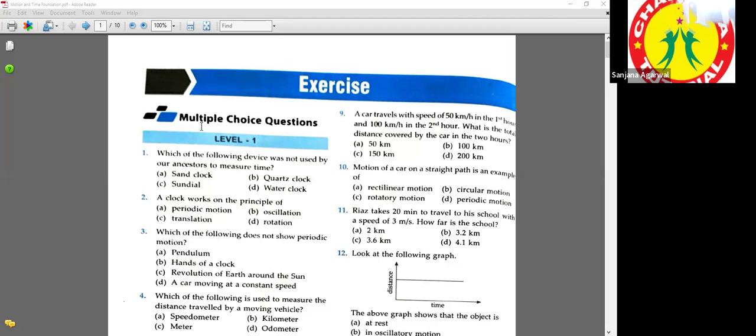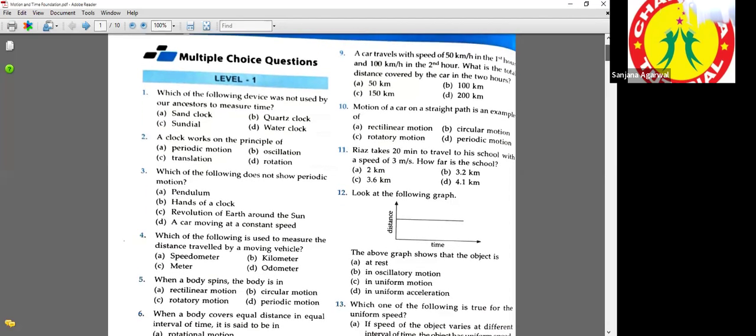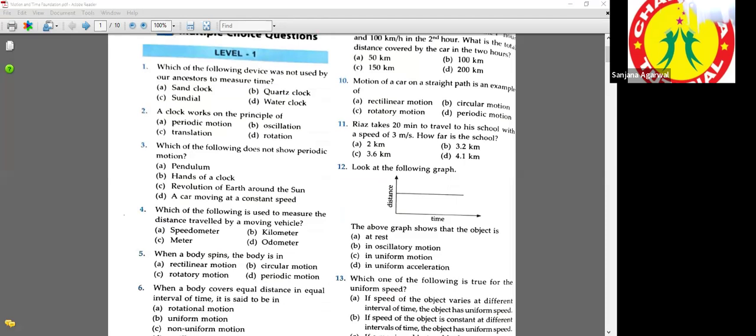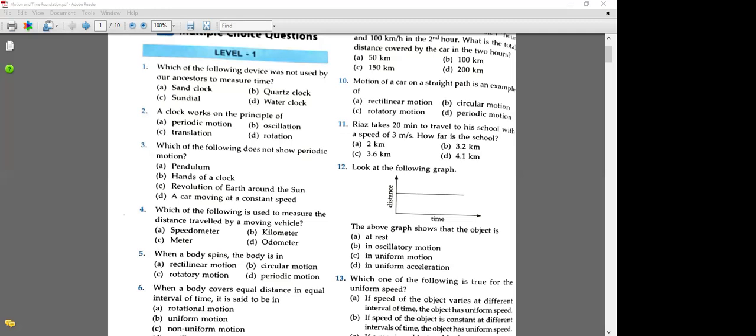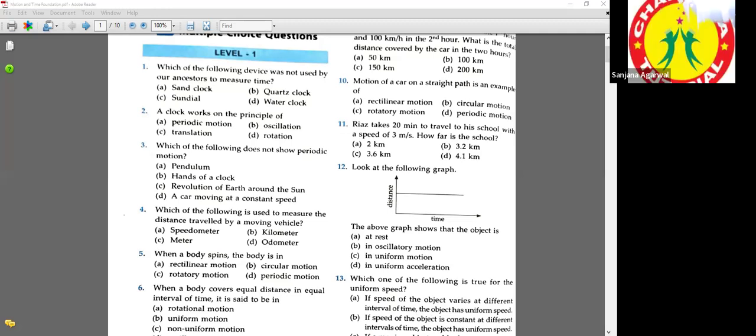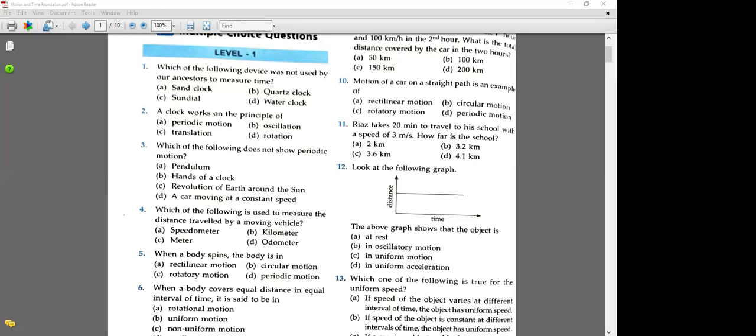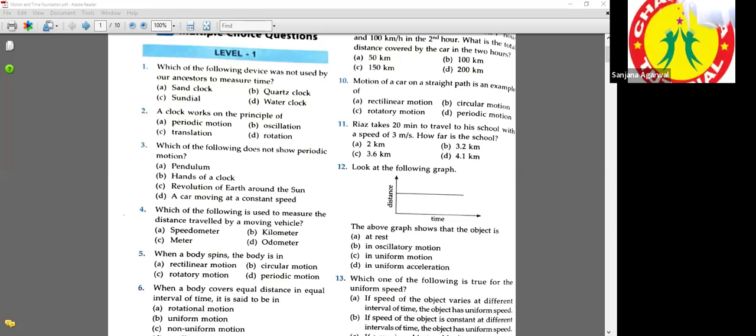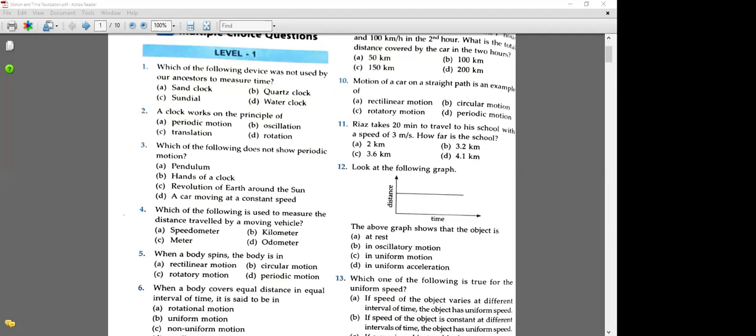Charvik, fourth. Which of the following is used to measure the distance traveled by a moving vehicle? Charvik, are you there? Ashwath, fourth one. Ma'am, kilometer. Dear, which of the following is used to measure the distance traveled by a moving vehicle? Ma'am, odometer.